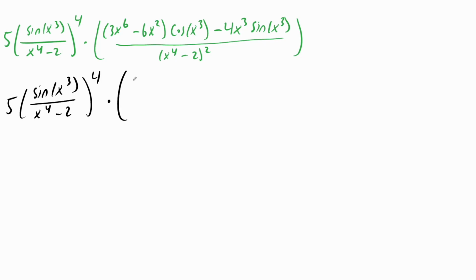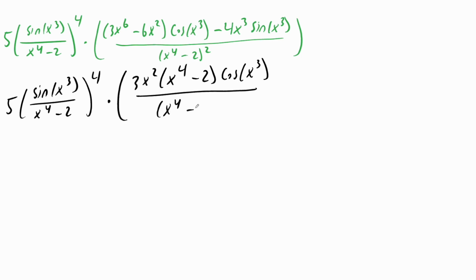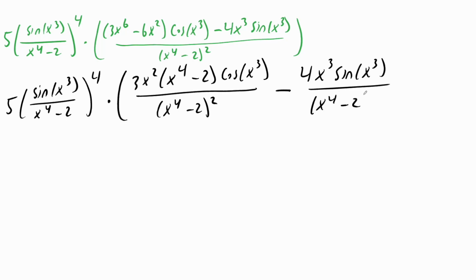Times parentheses. We can take out a 3x squared, parentheses, 3x squared times what gives you 3x to the 6. That's going to be x raised to 4. 3x squared times what is negative 6x squared. That's going to give us negative 2. Close it. Then we have our cosine, parentheses, x raised to 3. Close it. Divided by this piece right here. So we have x raised to 4 minus 2. Close it, squared. Minus, now we have this piece. I'm going to separate it out because that's probably what the online calculators and maybe your TI Inspire would give you. X cubed like that, divided by the same denominator. We have x raised to 4 minus 2, close it, squared.